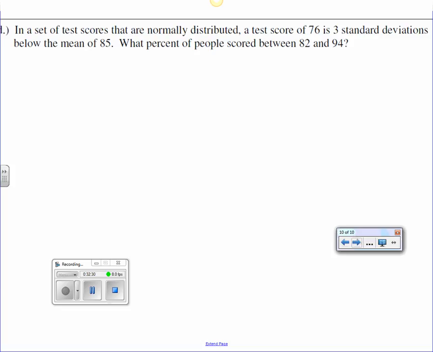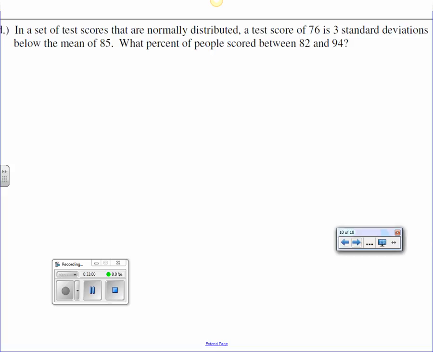In a set of test scores, they are normally distributed. A test score of 76 is 3 standard deviations below the mean of 85. What percent of people scored between 82 and 94? Denise, if I were taking a test, what would I need to circle? What would be the key word on the test?